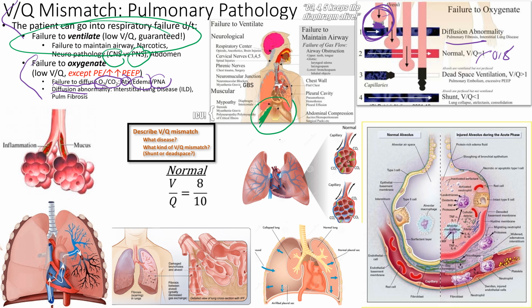So is my VQ high or low? It's low, right? You're just guessing at this point. No, I'm kidding. So you have a low V, right? The V is low because I can't ventilate. I should not say physically, I used physically for abdomen problems, but you can't ventilate because of something neurological, okay? And then it could be airway issues, right?